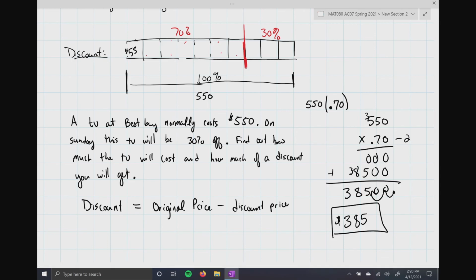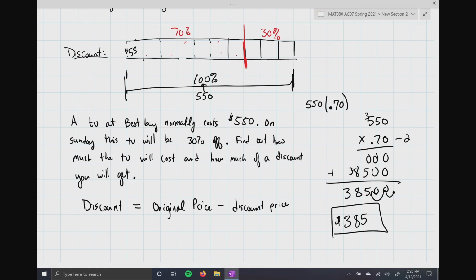Why did we do the 70% again? Well, if you think about it, when you walk into the store, this 550 represents 100%. If they're telling me that this TV is going to be 30% off, I'm not paying 100%. I'm only paying 70%. Does that make sense? All right, so the TV itself is going to cost me $385.